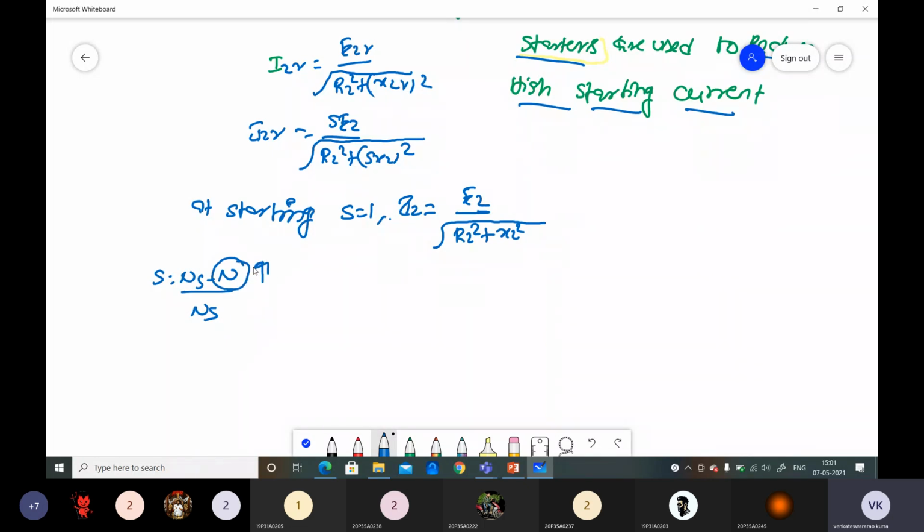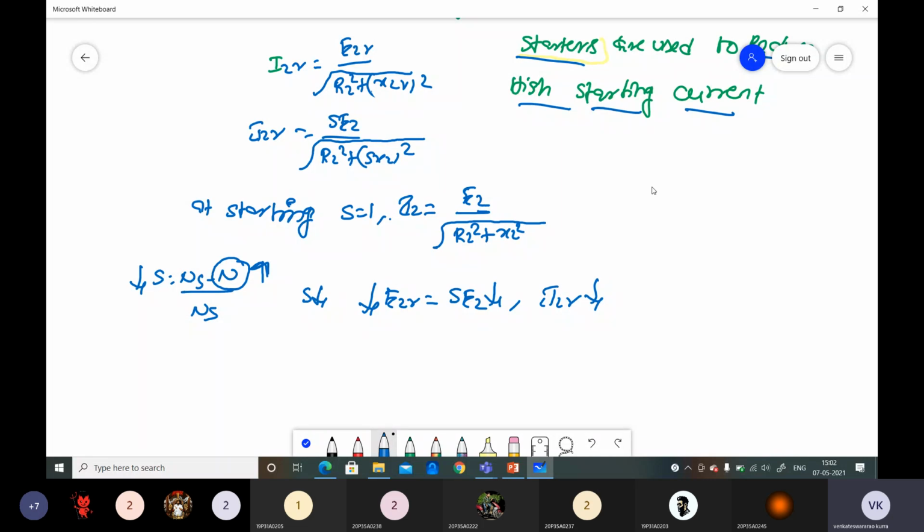When the speed of the rotor increases, the slip value decreases. If n increases, S value decreases. If S decreases, E2R equal to S E2 decreases, then current I2R decreases. So under running condition, less current flows through the rotor winding, but at starting condition, we have a large amount of current through the rotor circuits and the corresponding stator circuit.